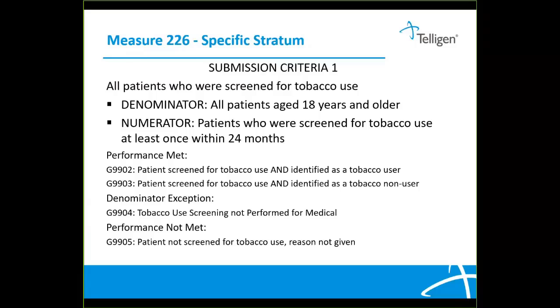If they're screened and they are not a user, it would be G9903. There's exceptions to this, and maybe you didn't screen for medical reasons, or maybe you forgot to screen at all. And you would want to report that. That is shown here, G9905.